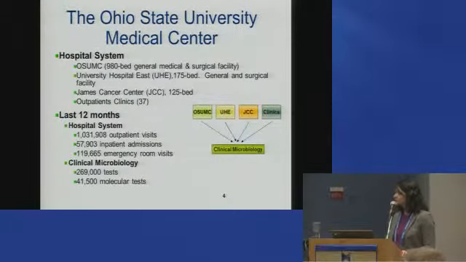Overall we are about a 1,400-bed hospital facility, and the Ohio State University Medical Center is 980-bed, catering for general, medical, and surgical facility. University Hospital East also is general and surgical facilities and has wound care specialists as well. James Cancer, as you can understand, is really all geared towards cancer patients. And then we also service about 37 outpatient clinics.